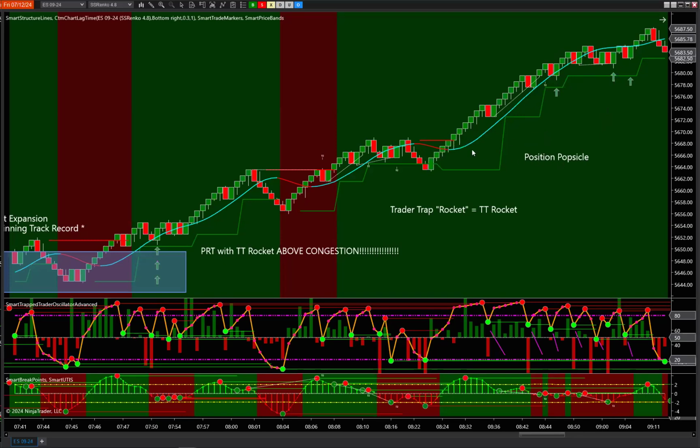Position popsicle, okay? These price bars, you see this big long wick here and here. This is just a lot of selling that gets trapped on the wrong side. You can see that down here, a lot of selling that gets trapped on the wrong side. When this happens above structure here, boom.